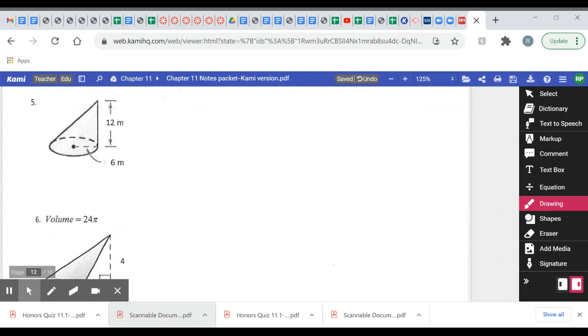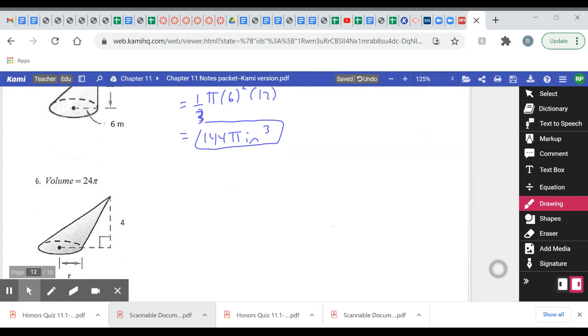On number 5, it's the same formula. The figures look a little different, but again, same idea here. So we got our 1/3, pi, and the radius we can see is 6. We're squaring that. And we can see that the height, again the right angle distance from the vertex down to the base, is 12. If you multiply 6 squared, which is 36, times 12 and divide that by 3, then on number 5 you get 144 pi inches cubed.